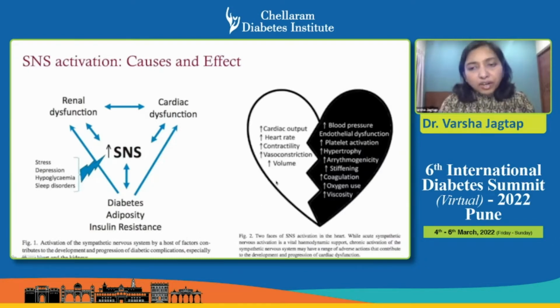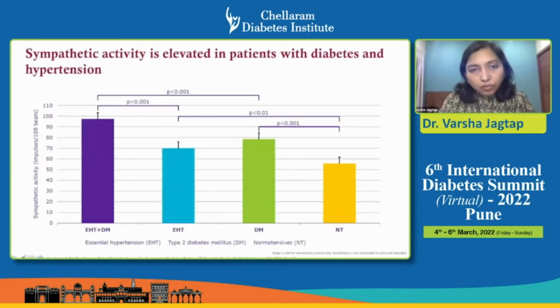No. The answer is definitely no, because we do require our SNS. The sympathetic nervous system is required for us to maintain our heart rate, cardiac output, the contractility of our heart, and the volume of our blood. But if this SNS goes into overdrive, it would lead to hypertension, endothelial dysfunction, platelet activation, hypertrophy, arrhythmogenicity, stiffening, and coagulation, and all of these are nothing but predisposing factors for developing coronary artery disease. So this is what we need to be aware of.